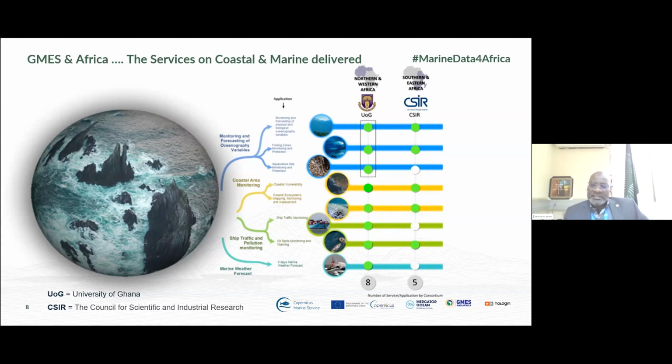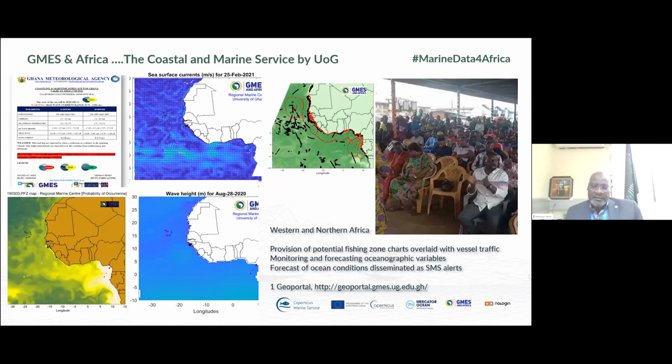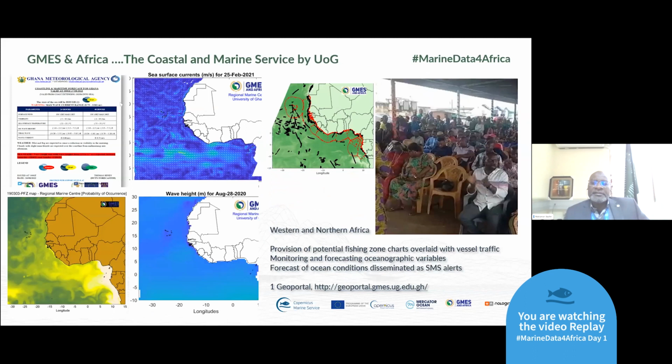So in terms of marine, we have eight applications run by the University of Ghana, and five applications run by CSIR, which is located in South Africa. This is some of what the University of Ghana is proposing, but our colleague Ignatius will come in more detail. What you are seeing is the provision of potential fishing zones, monitoring and forecasting of oceanography variables, and forecasts of ocean conditions disseminated through a mobile app and through SMS alerts.